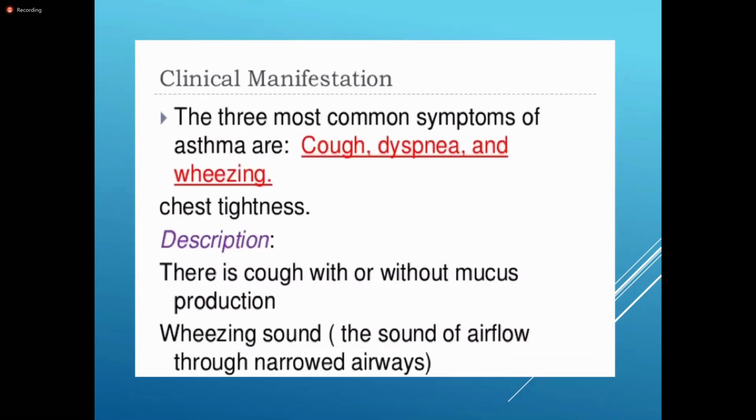The 3 most common symptoms: cough, difficulty breathing, and wheezing. There they are. That's what the asthma patient typically has. They might have chest tightness. Can they have a cough with or without mucus? Yes. Bronchitis, remember, is the one that has more of the thick mucus production. Asthma doesn't always have a lot of stuff that they cough up.